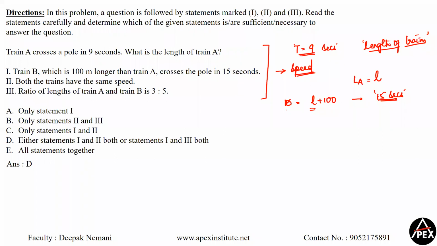No, because we do not know the speed of train B, isn't it? Fine. So with only one alone, we cannot answer. Both the trains have same speed. So with this statement alone also you cannot answer. Ratio of lengths of train A and train B is 3:5. So LA by LB is equal to 3:5.